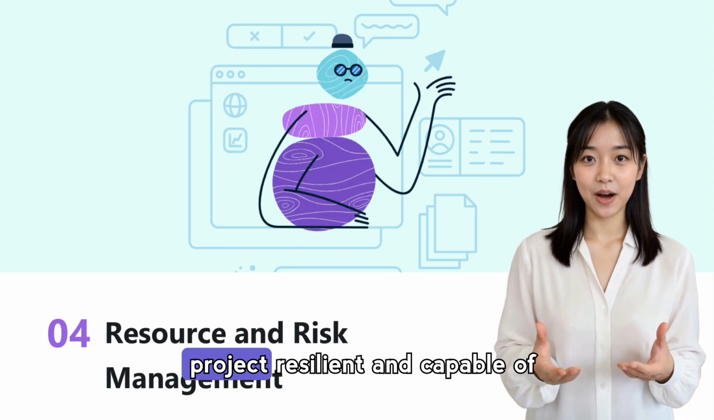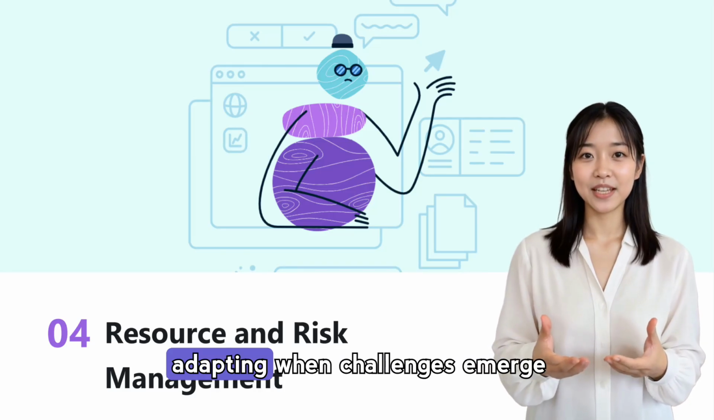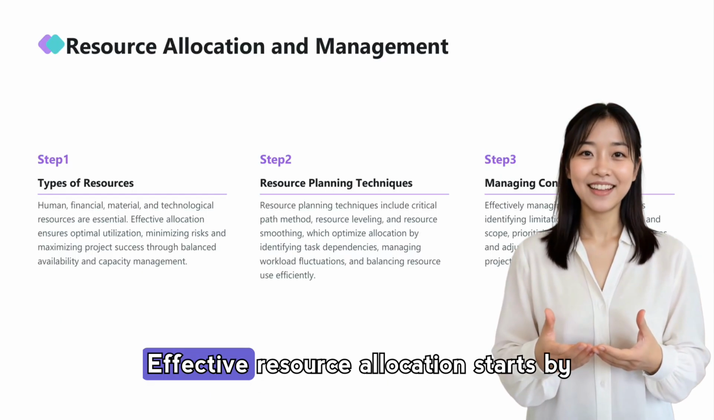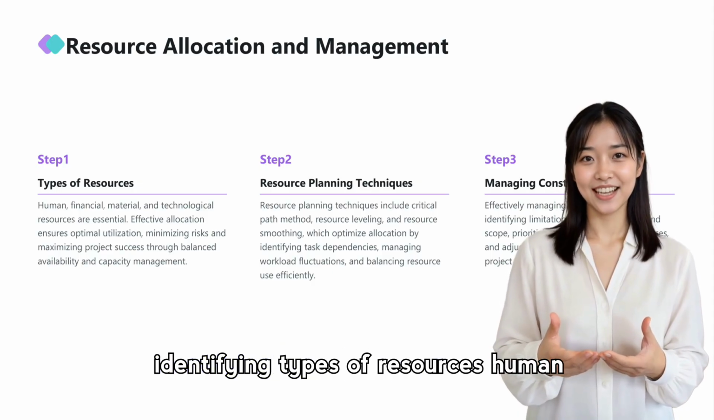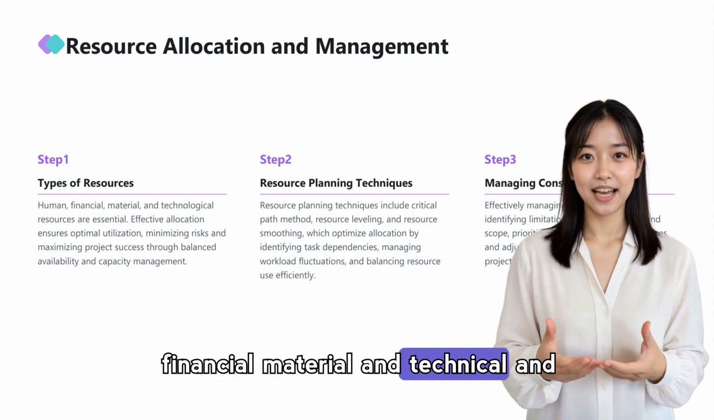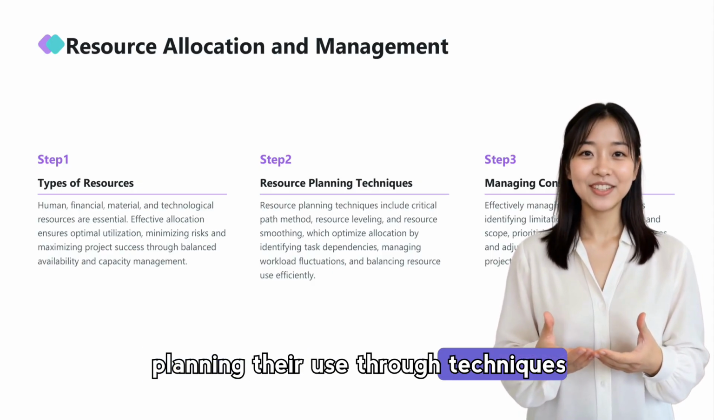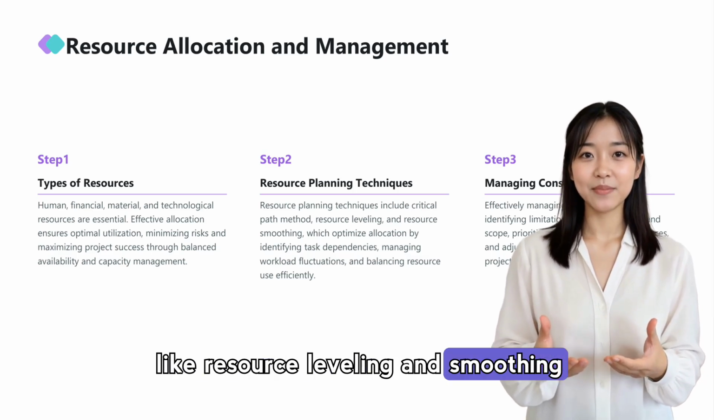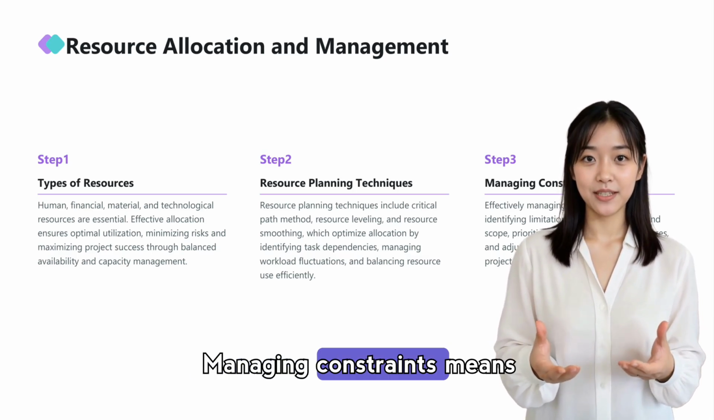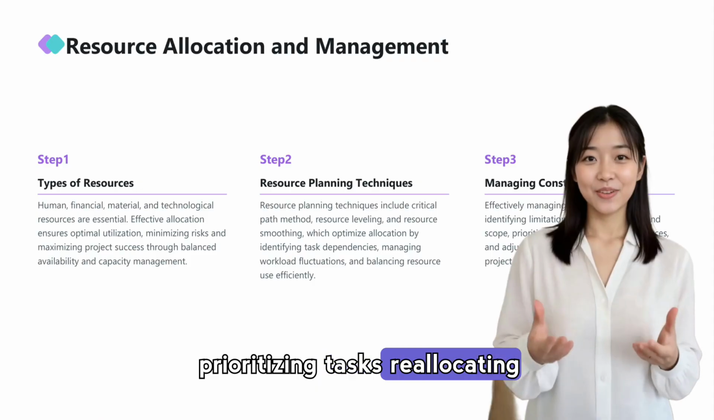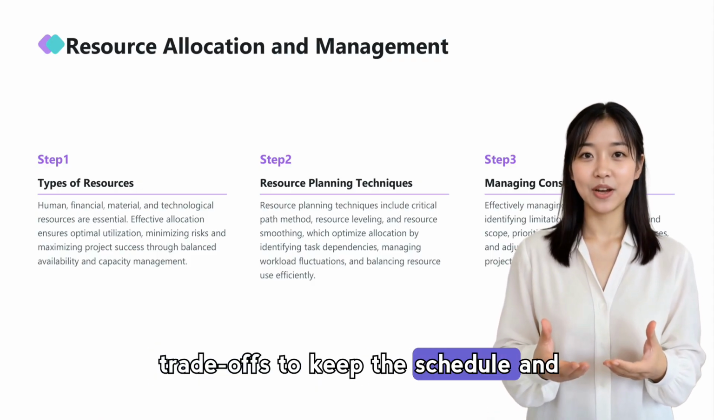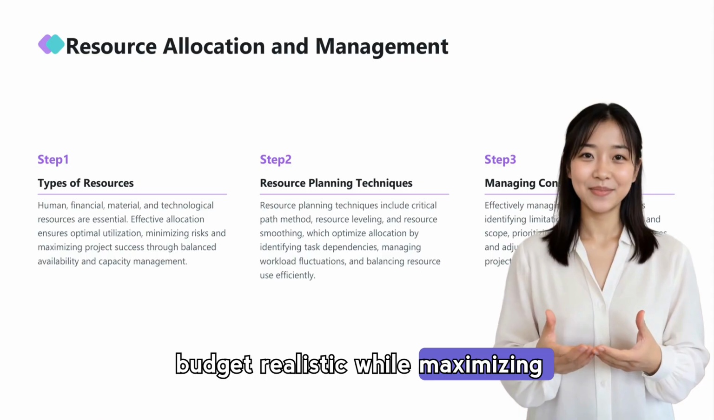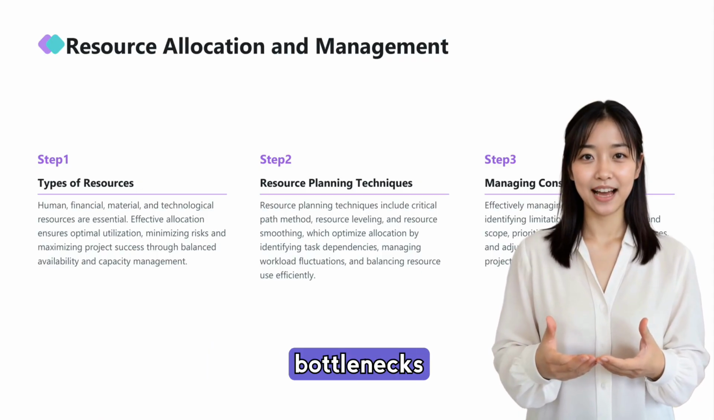Balancing both keeps the project resilient and capable of adapting when challenges emerge. Effective resource allocation starts by identifying types of resources, human, financial, material, and technical, and planning their use through techniques like resource leveling and smoothing. Managing constraints means prioritizing tasks, reallocating resources when needed, and making trade-offs to keep the schedule and budget realistic while maximizing productivity and minimizing bottlenecks.